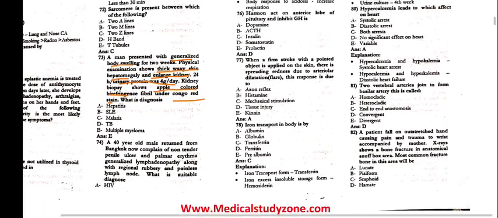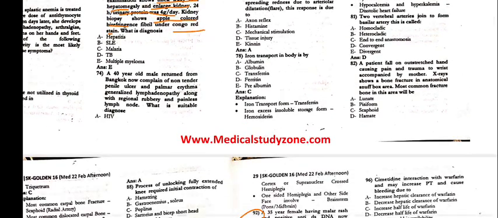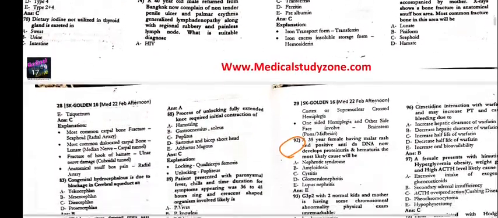Next, 80, the hypocalcemia leads to which effect on the heart? It is the systolic arrest. Next, 81, the two vertebral arteries join to form the basilar artery. This is called basically the convergent. 82, the patient fell on an outstretched hand causing pain in the wrist, accompanied by the mother. X-ray shows a bone fracture in the anatomical snuffbox area. The most common fractured bone in this area would be C, the scaphoid bone.